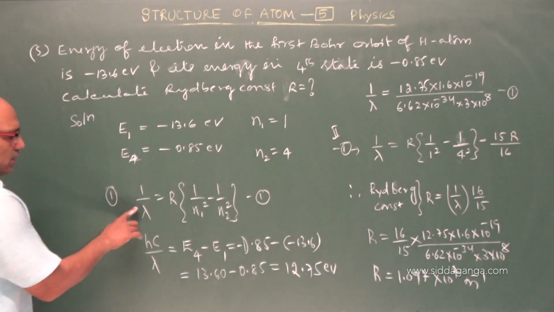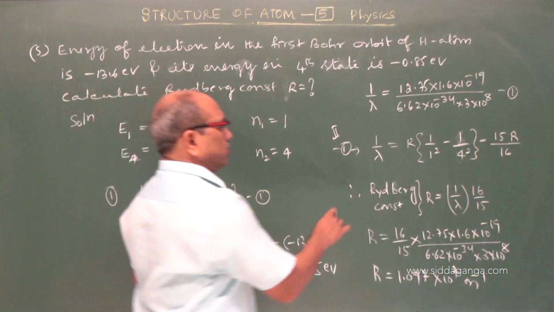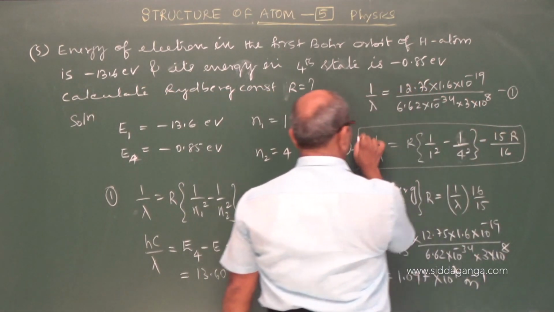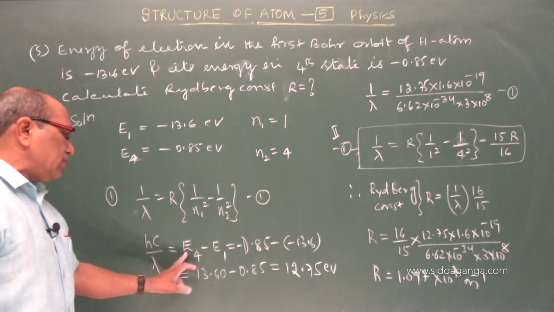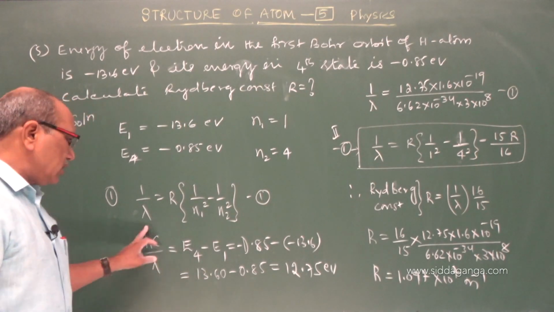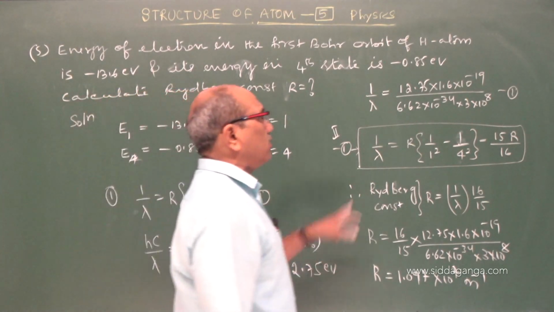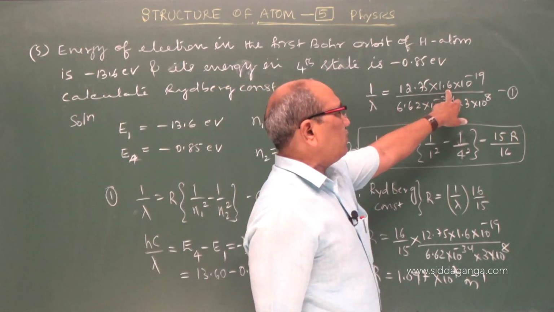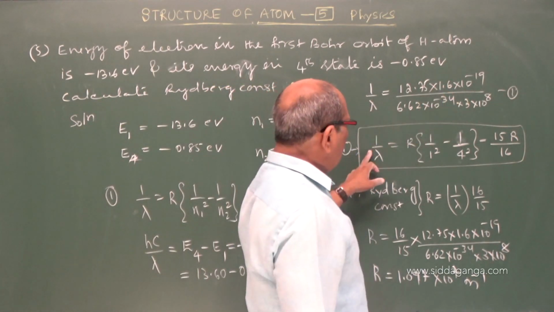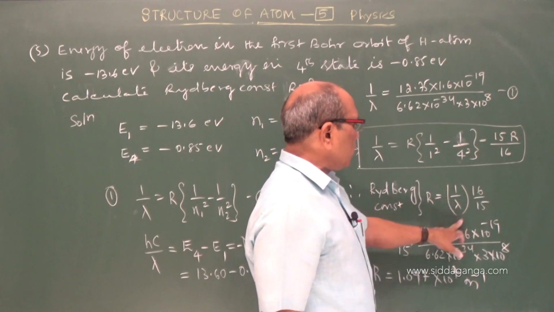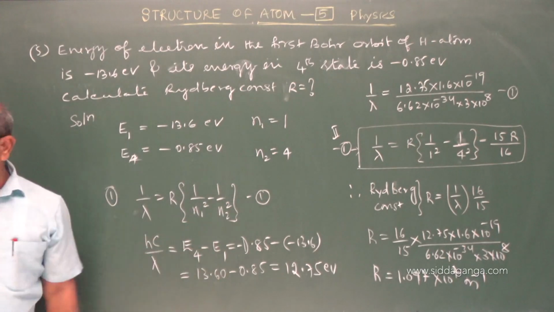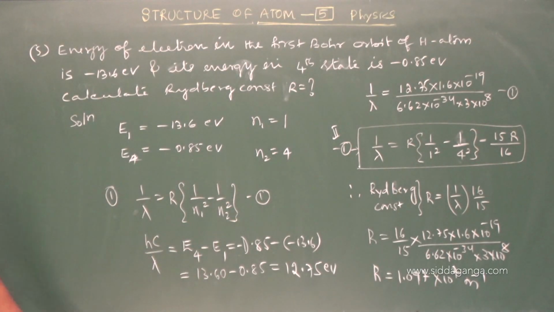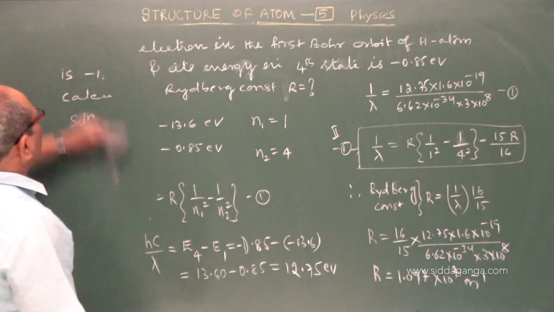So the first formula gives this answer. To find lambda, we used hc by lambda as the energy difference of the two orbits. We got hc by lambda in electron volts and converted to joules by multiplying with this factor. Then R is equal to 1 by lambda into 16 by 15. Substitute 1 by lambda and we get the answer. Let us take another problem.